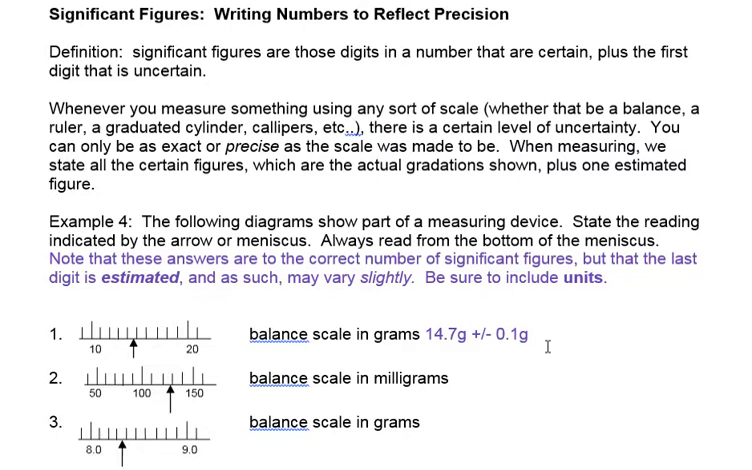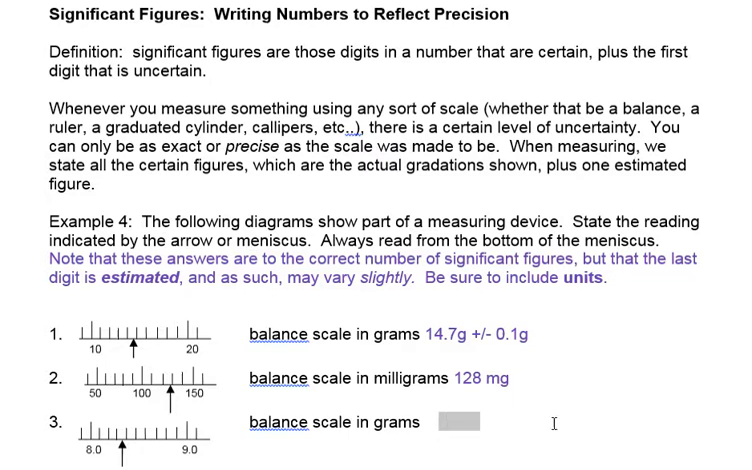Sometimes with significant digits, we show that uncertainty, as I've shown right here, where we say plus or minus how much we think it could be off by. Not always, but sometimes. So first one there, we've got 14.7 plus or minus 0.1 grams. Next one we can see is between 100 and 150 easily. Then we can count over, right? 110, 120, 130. So it's between 120 and 130. So we're estimating 120 what? So in this particular example, I estimated 128 milligrams. Again, that last digit is uncertain, so someone might estimate it slightly differently.